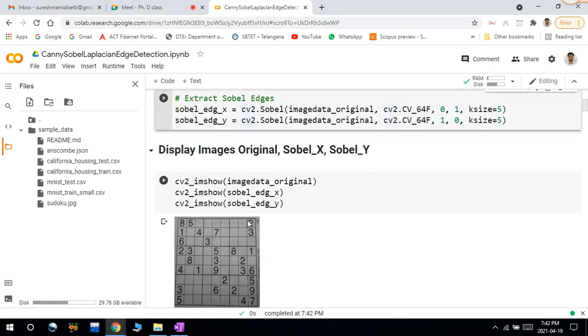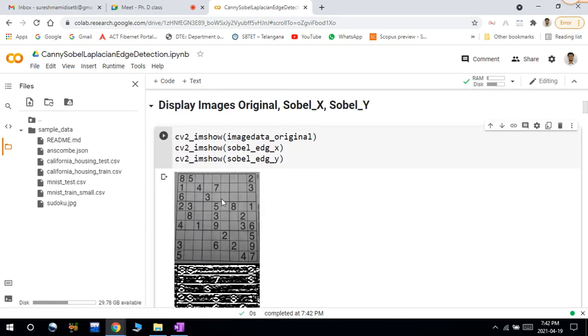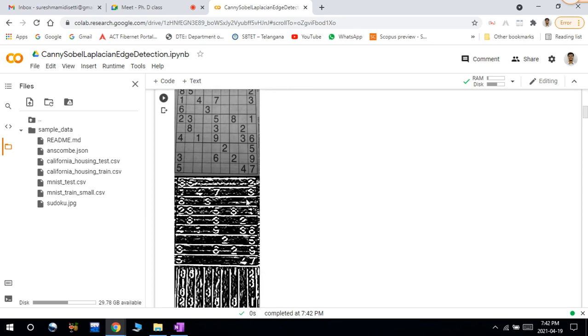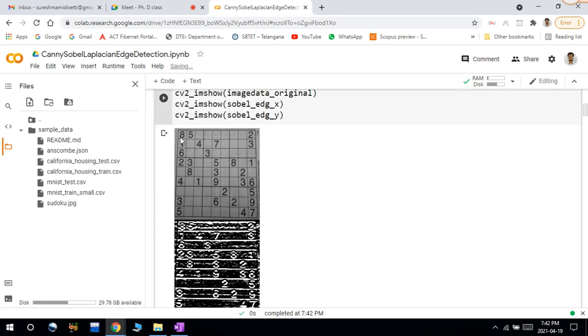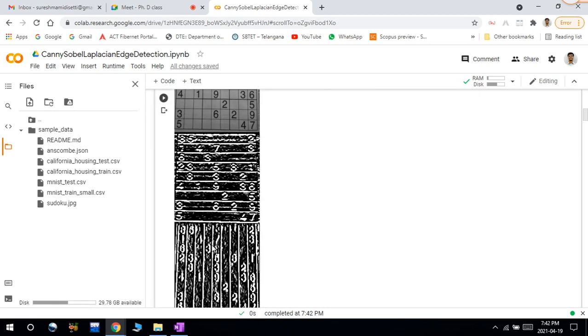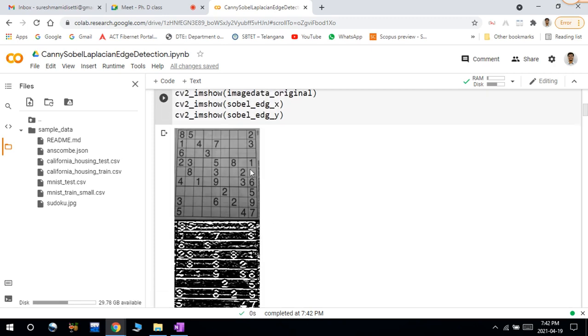So GX and GY, and after applying this one, I will try to show it. This is your original image, and after applying this in the X direction, that is the Sobel X operator, I am getting the edges in the X direction. Whatever edges are there in the X direction are pointed out clearly. And if I use the Sobel Y operator, I get edges in the Y direction, which are more clear in case of Sobel Y.